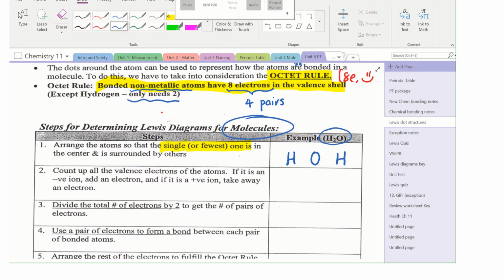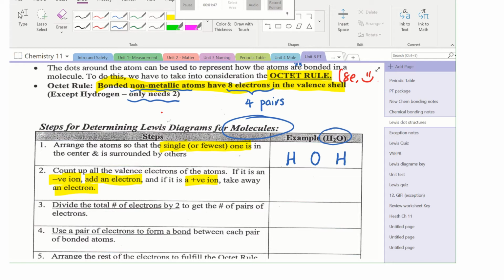Step number 2, we're going to count up all the valence electrons of the atoms, and calculate the total number of valence electrons. There's one thing to keep in mind: if the molecule is an ion, if it's negative, we need to add an electron. If it's positive, we need to take away an electron. That's something we need to remember. In this case, water is not an ion, so we don't need to worry about that. All we need to do is count the valence electrons.